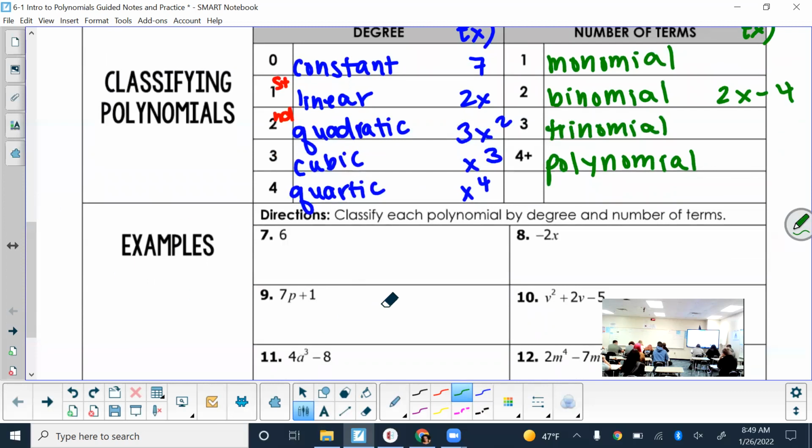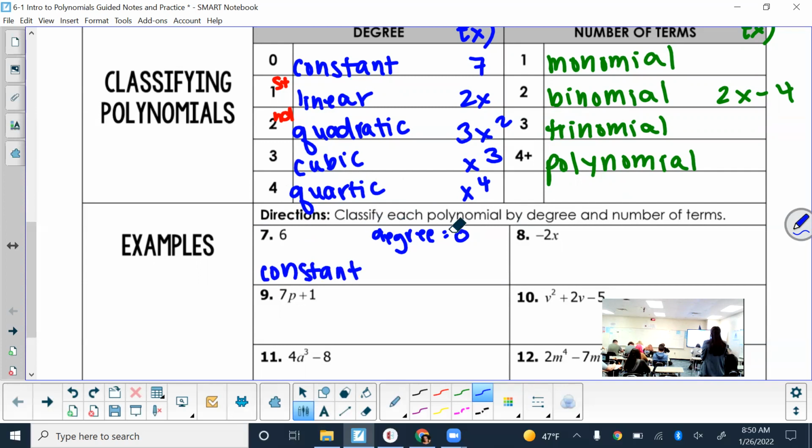So we're going to classify each polynomial, even though they're not all necessarily polynomials. We're classifying each expression by degree and number of terms. So like number 7, it just gives us 6. So what's the degree on this term? Does it have a variable with an exponent? So the degree is 0, which makes it a constant. Good.